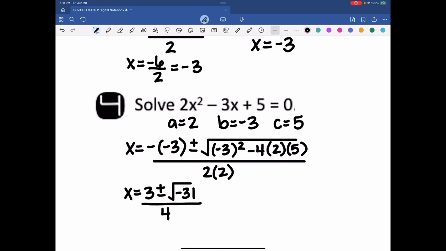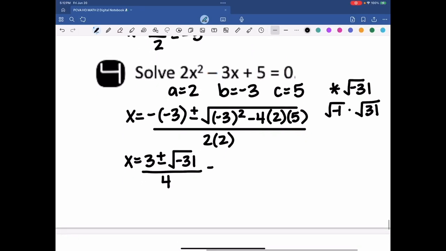So remember, when I have the square root of negative 31, that's the same thing as saying the square root of negative 1 times the square root of 31. So we're going to take that i out. So we have 3 plus or minus i, and 31 is a prime number, so we're going to have to leave it alone, the square root of that over 4. So I have two solutions, but those two solutions are imaginary solutions.